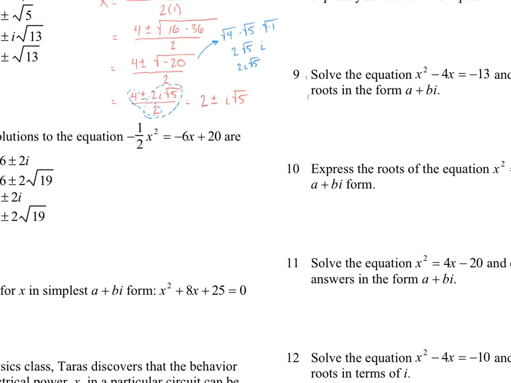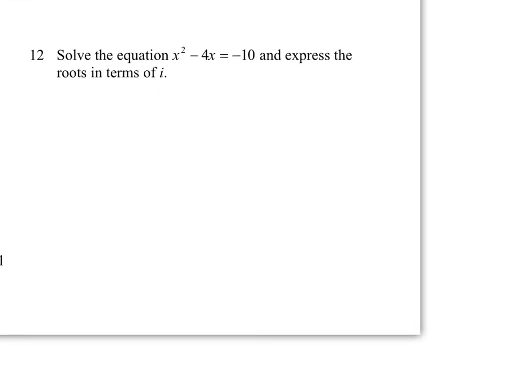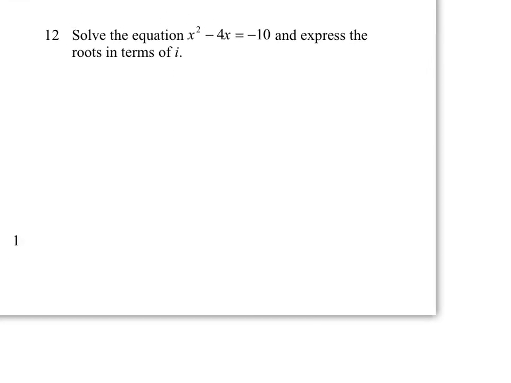Now let's head over to number 12. Number 12 needs us to solve this equation and express it in terms of i. The problem is we can't solve it yet because it's not in standard form. So we have to remember that instead of it looking like x squared minus 4x equals negative 10, we have to add 10 to both sides so that we will have x squared minus 4x plus 10. And now that it equals 0, it's in standard form. We've got our a, our b, and our c, so let's go ahead and throw that into our quadratic formula.